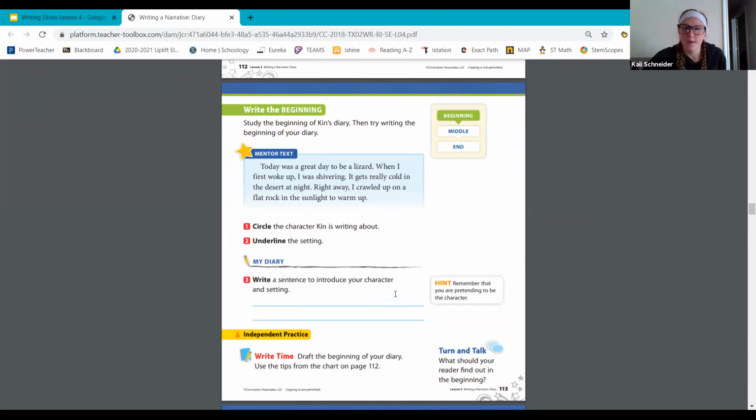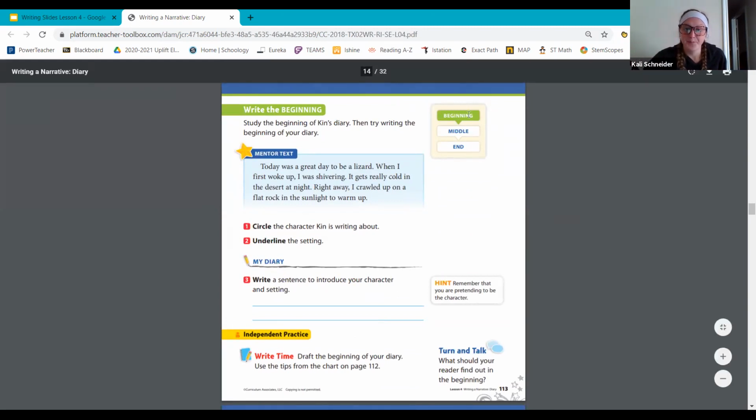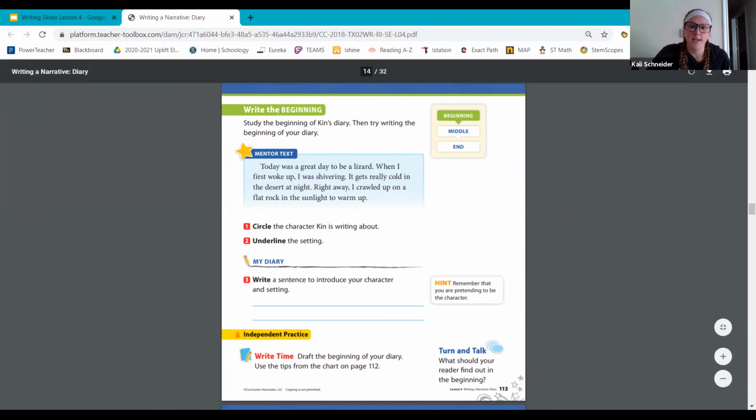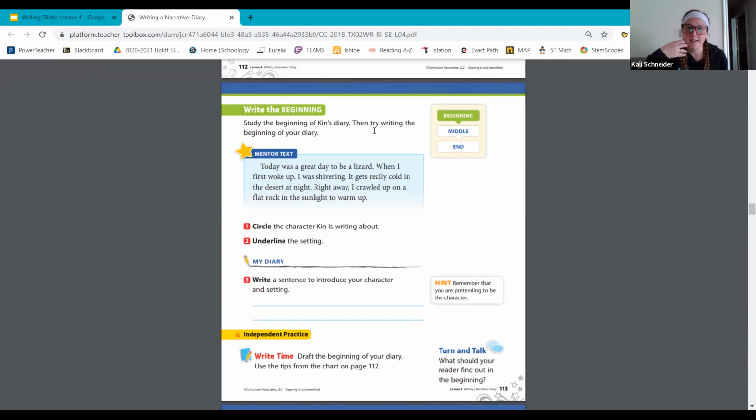Okay, so I want you to keep this in your brain as we turn to page 113 now. You can see right here, we have circled the beginning. So to help you write a beginning for your narrative diary, we're going to read Ken's beginning again. So it says, write the beginning. Study the beginning of Ken's diary, then try writing the beginning of your diary.